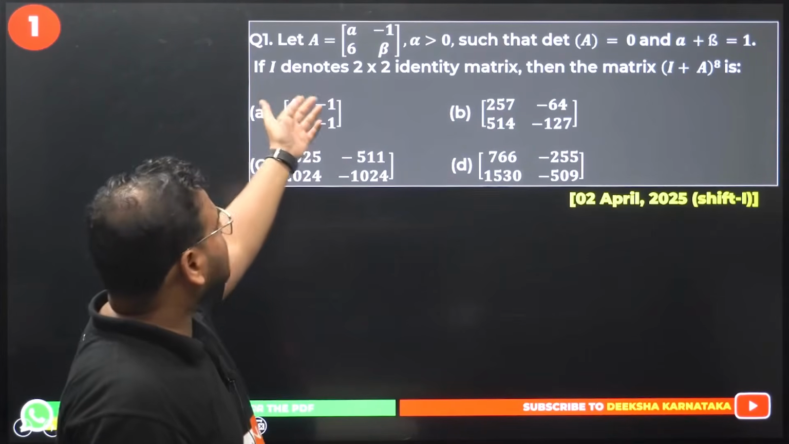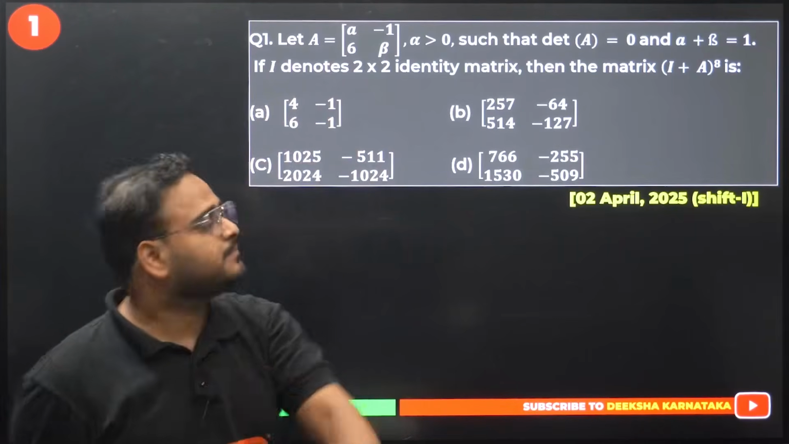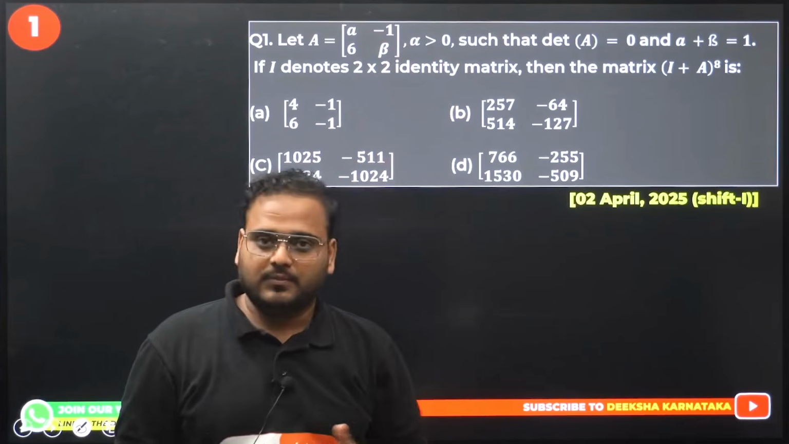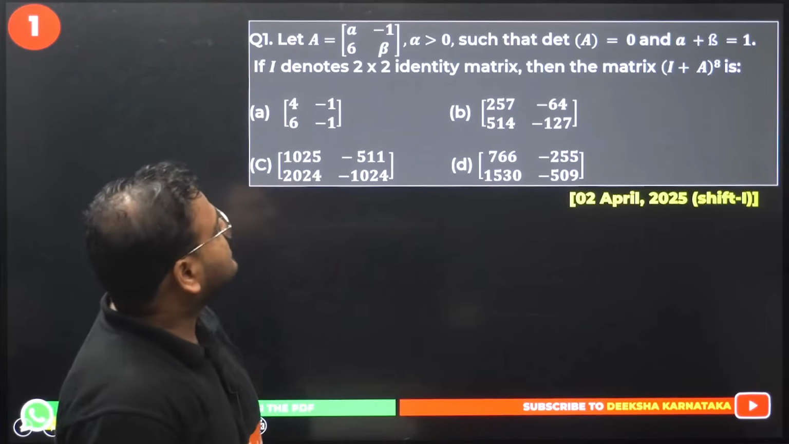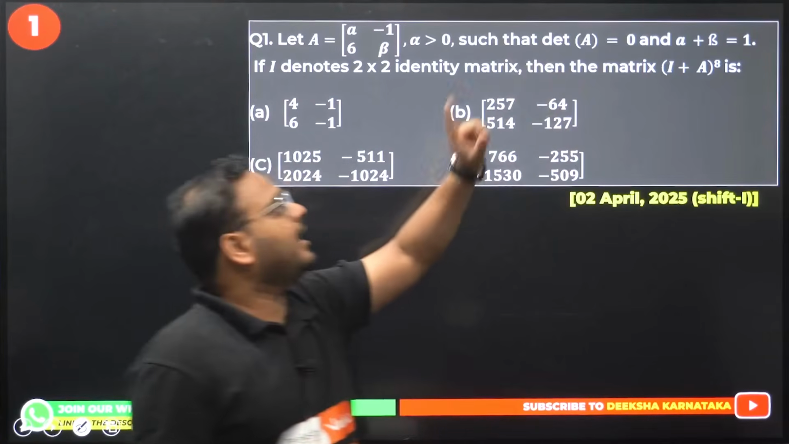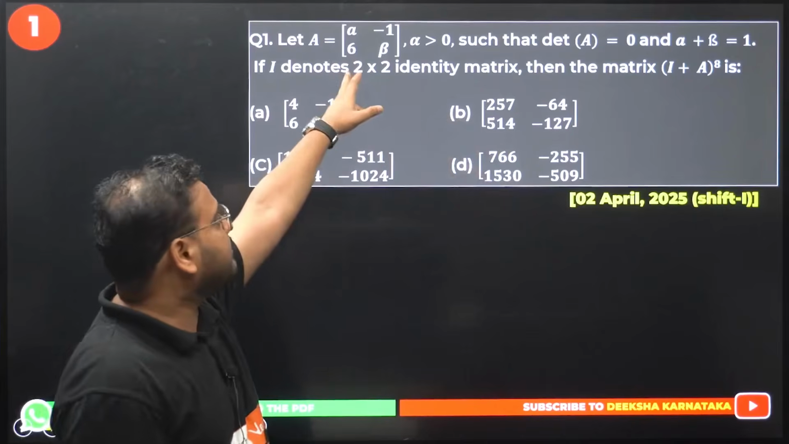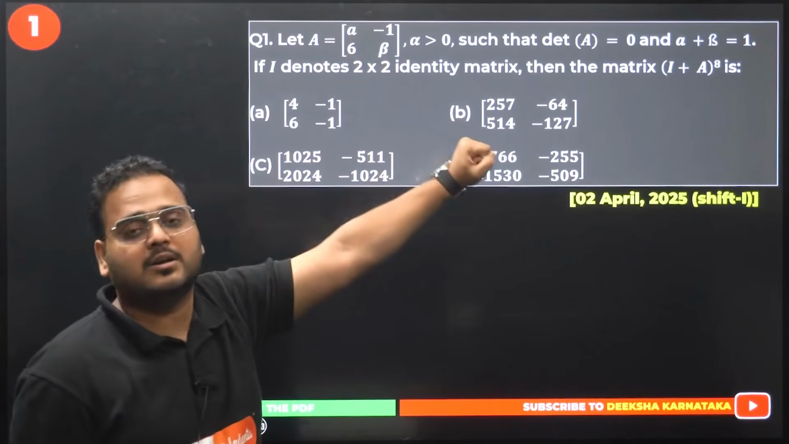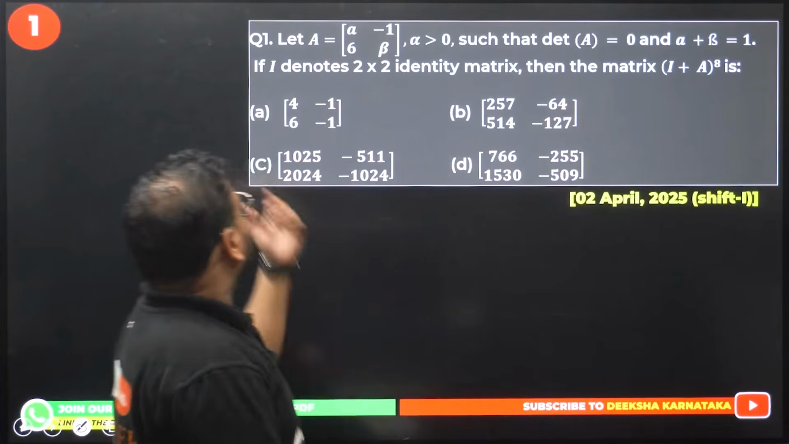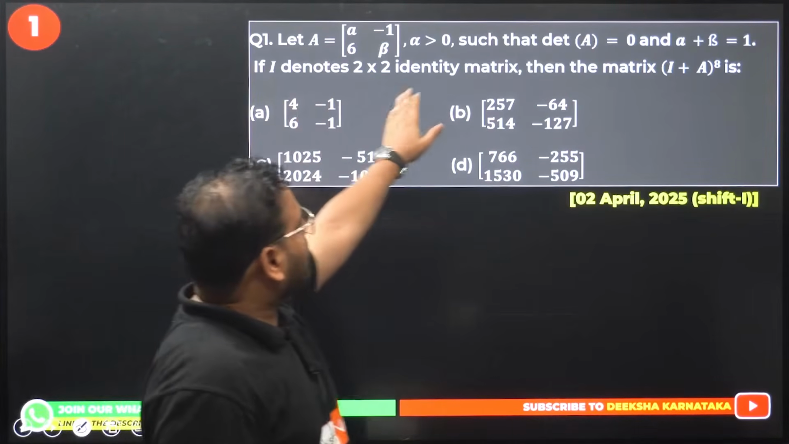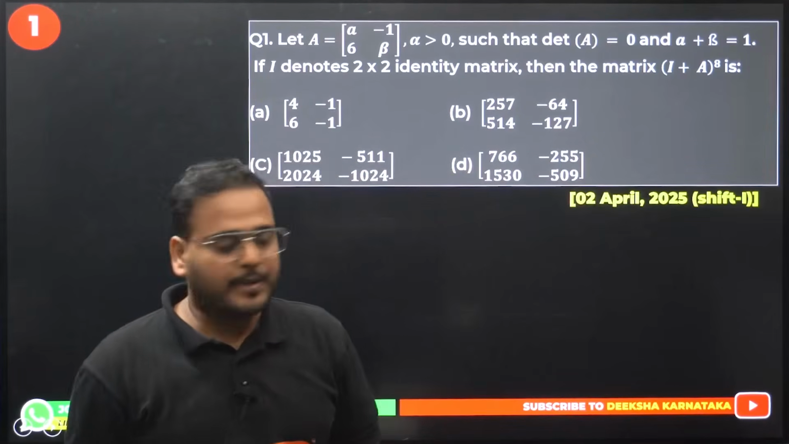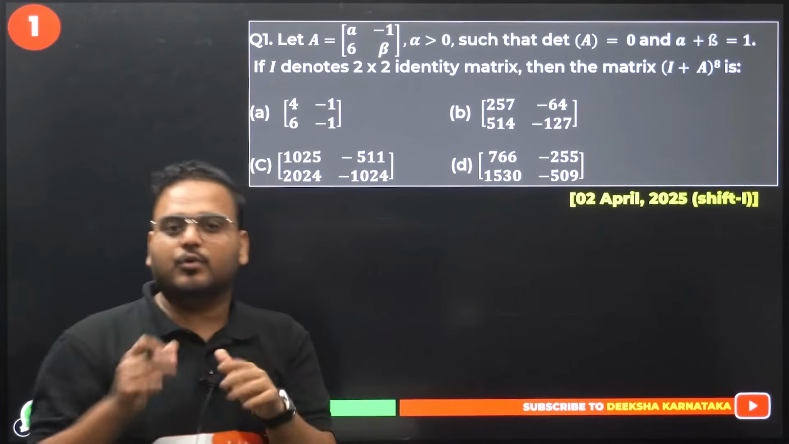So let A be a matrix given to you, of 2 cross 2 order. They said that alpha is a positive value, such that the determinant of A is given as 0. The determinant is also given to us as 0, and the sum of the variables alpha and beta, which are the variables in the given matrix, is equal to 1. All right. Now if I denote the 2 cross 2 identity matrix by I, then the matrix I plus A power 8 is what?